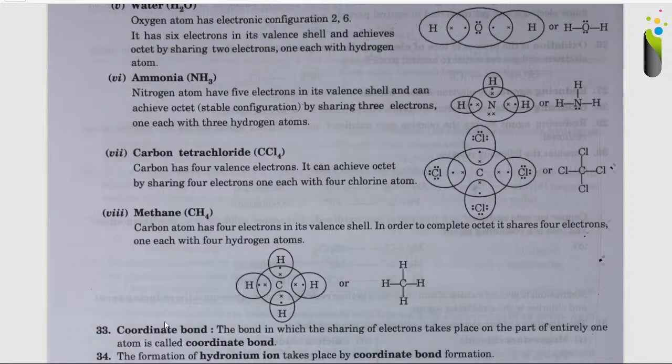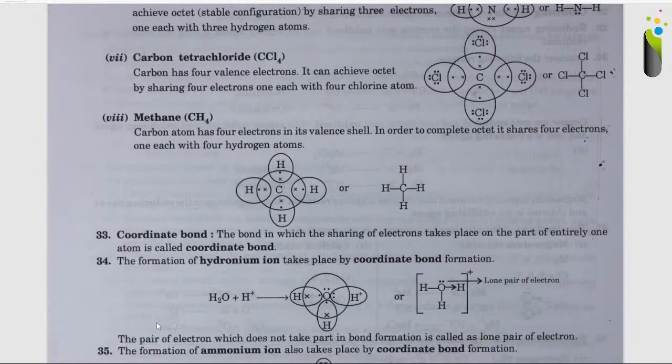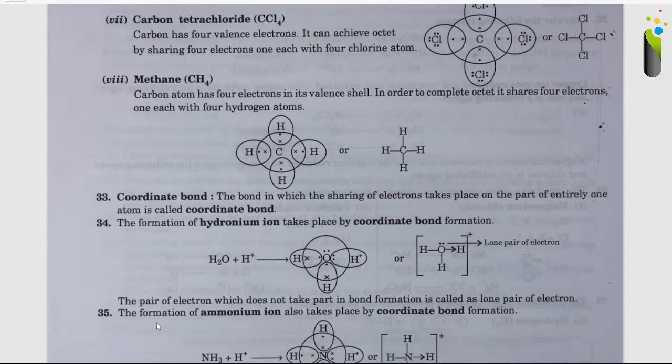Then we have carbon tetrachloride, that is CCl4. Carbon has 4 valence electrons. It can achieve an octet by sharing 4 electrons, one each with 4 chlorine atoms. Coming to the next, that is methane, CH4. Carbon atom has 4 electrons in its valence shell. In order to complete its octet, it shares 4 electrons, one each with 4 hydrogen atoms. So it forms CH4.